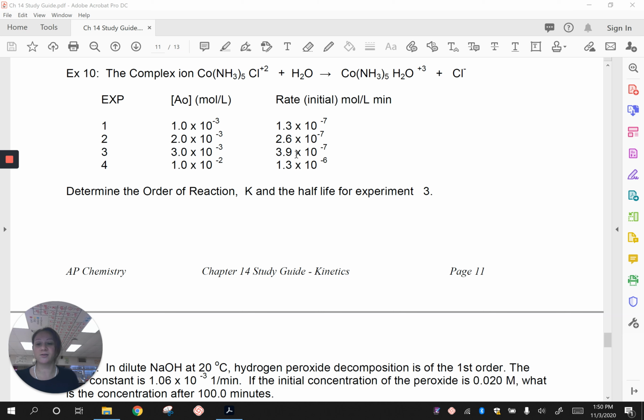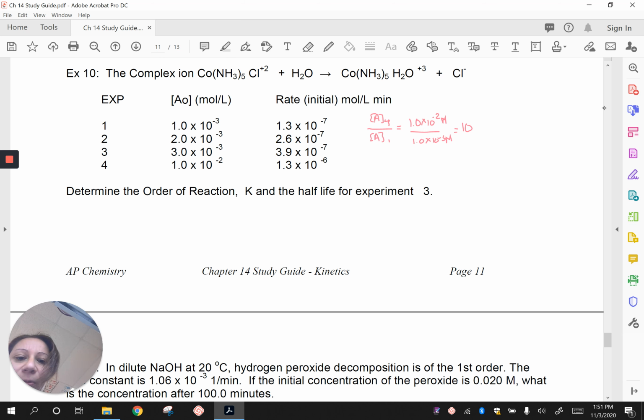In this case, since we're given some data, we probably would want to do the data analysis where we look at two experiments and look at the change in the concentration versus the change in the rate. You can pick any two experiments here. I'm going to pick 1 and 4 just for a change. I'm going to look at the concentration of A in experiment 4 versus experiment 1. This one's 1.0 times 10 to the negative second molar. This one's 1.0 times 10 to the negative third molar. So it looks like it's 10 times.